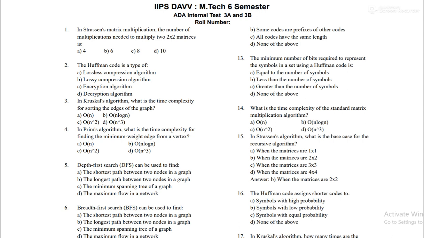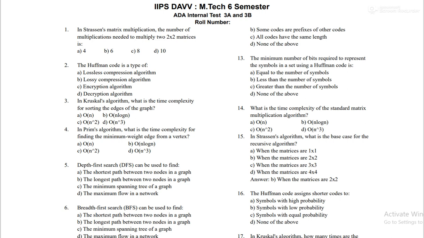We can be given symbols that can be equal to 100 or 1000 or much more than that, but the number of bits required for any single symbol can maximum reach up to 4 to 5 bits. So the number of bits is always less than the number of symbols. So the correct answer for question number 13 is option D.